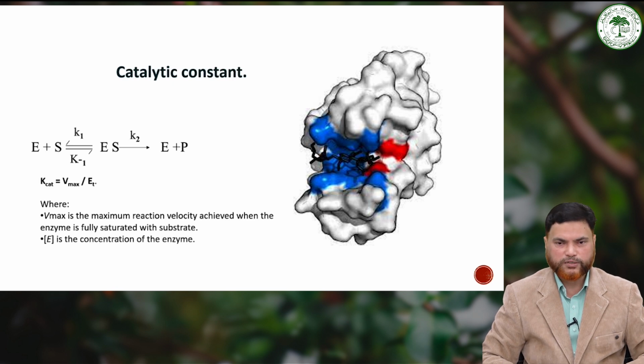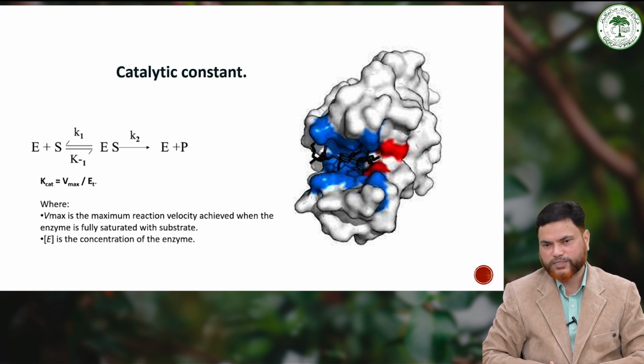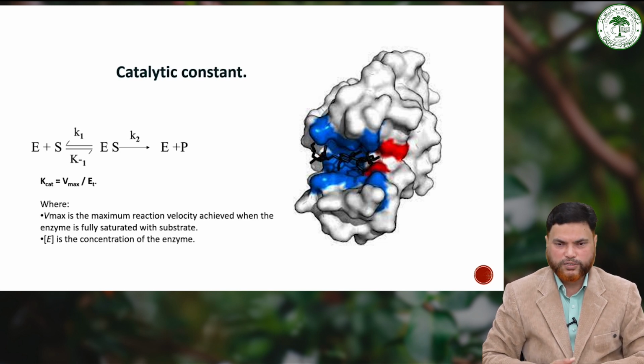Opposite to it, lysozyme is another interesting example. It takes generally 2 seconds to cleave a glycosidic bond in peptidoglycan present in the cell wall. Just see how catalytic constant is very low for this enzyme lysozyme. One is the highest catalytic constant and one is the lowest catalytic constant. So these are very interesting examples you must remember.